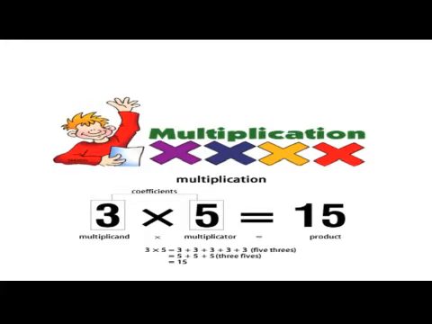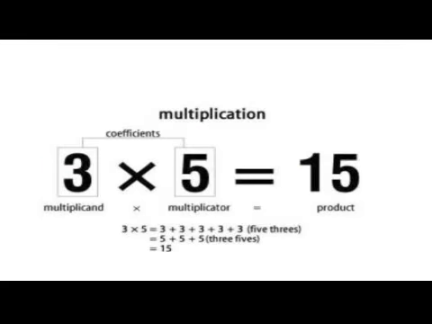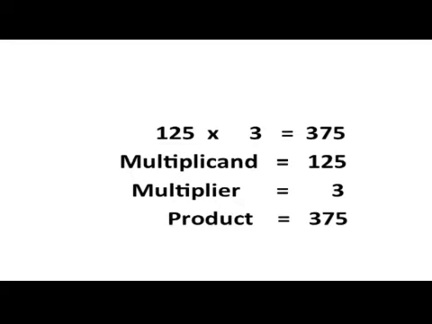Now we will see about multiplication. We know that in a multiplication sum, the number which is to be multiplied is called the multiplicand and the number by which we multiply is called the multiplier and the result of the multiplication is called the product. Now let us see an example. If we multiply 125 into 3, we will get the answer as 375. We have multiplicand as 125 and the multiplier as 3 and the product we are getting is 375.